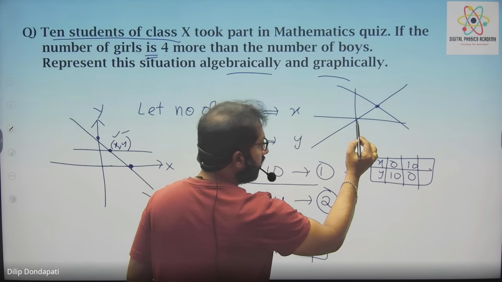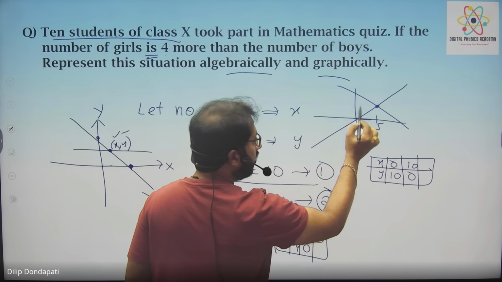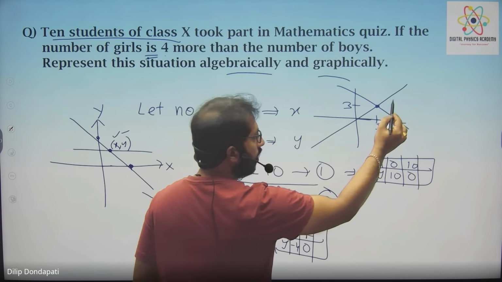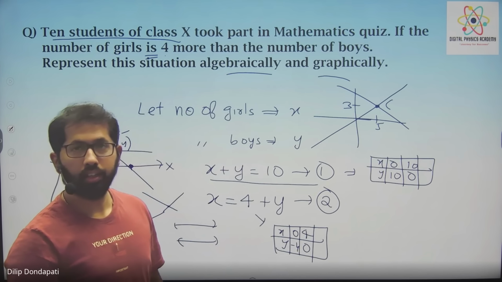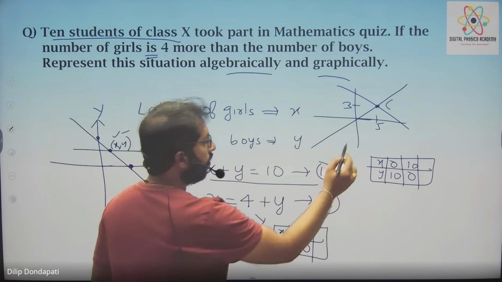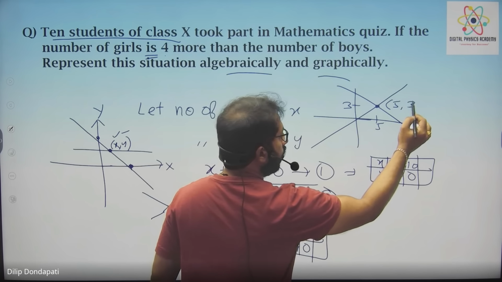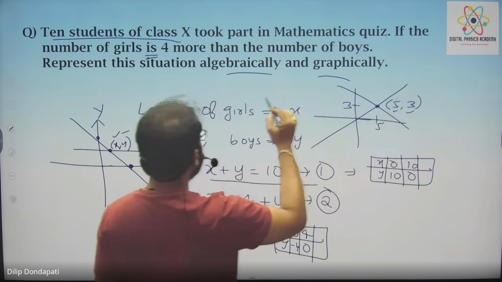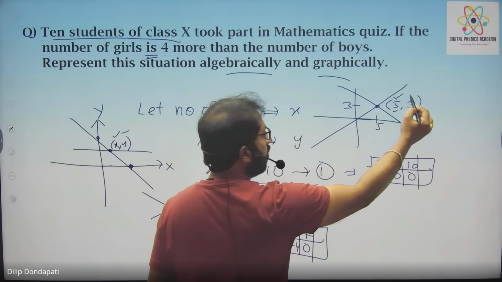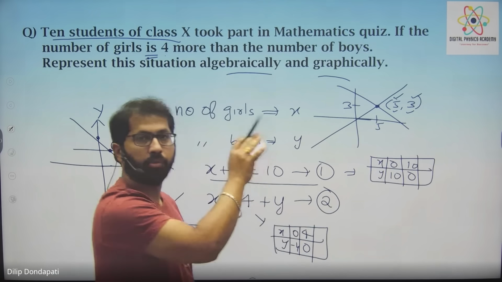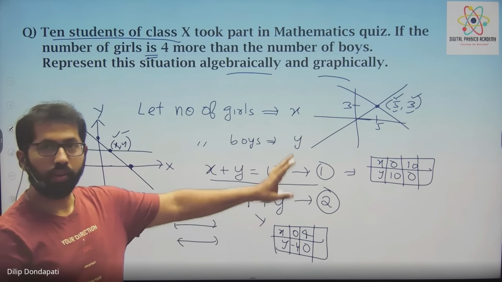Suppose this is 5, this is 3. Tell me what is the solution here? 5,3. So this is x, this is y, right? X we took as girls. So the number of girls is 5, number of boys is 3. This is an example I'm telling. So wherever it touches, that is the corresponding point.